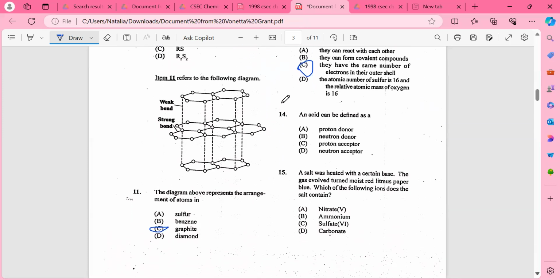An acid is defined as a proton donor. Acids are proton donors. Proton acceptors are going to be our bases.